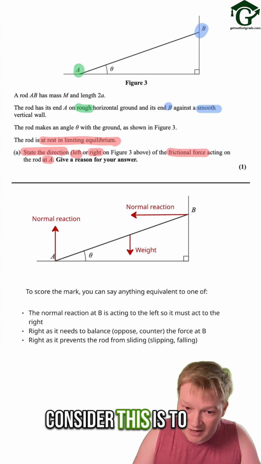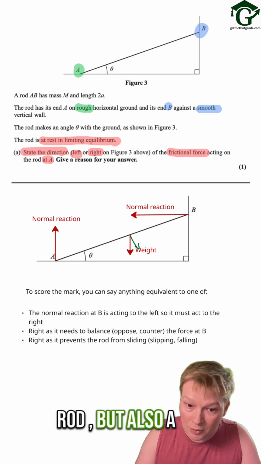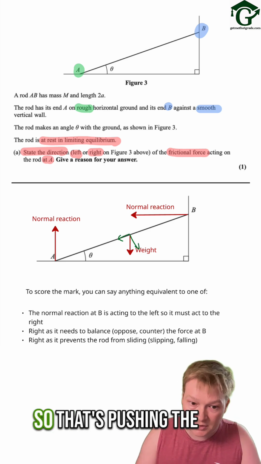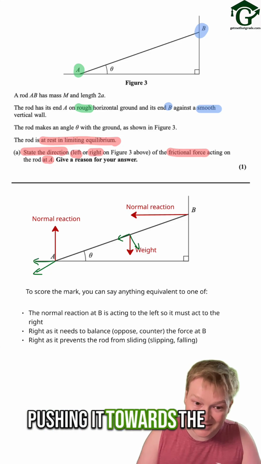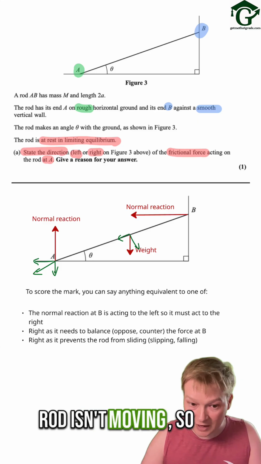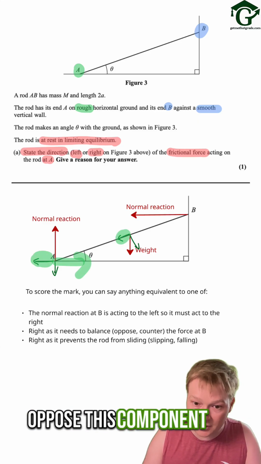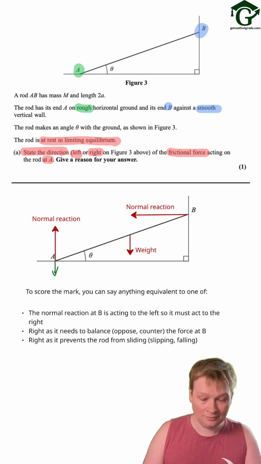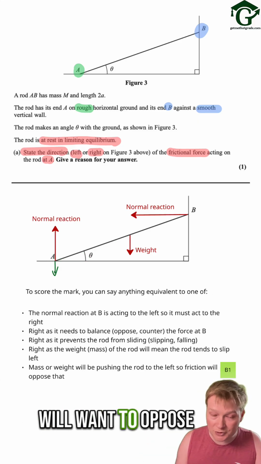Another way to consider this is to think about the weight force. It will have a component acting perpendicular to the rod, but also a component acting parallel to the rod. So that's pushing the rod into the ground this way, and therefore pushing it towards the left and also downwards. But we know that the rod isn't moving, so there must be, in particular, a frictional force to oppose this component of the weight acting parallel to the rod. So you could say something like, the mass or the weight will be pushing the rod to the left, so friction will want to oppose that motion.